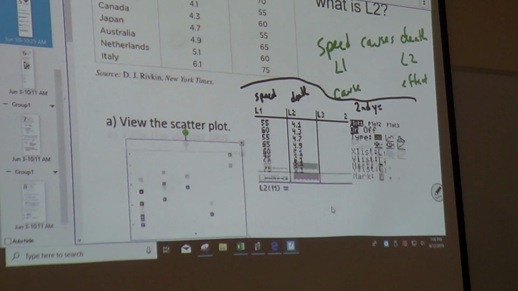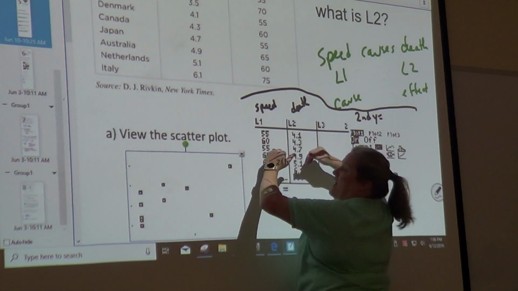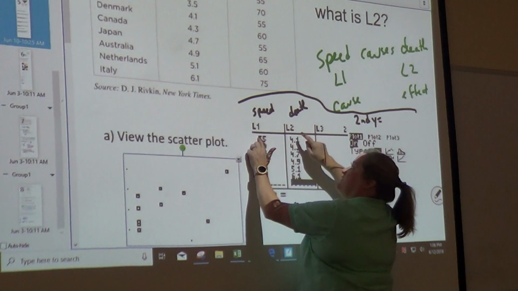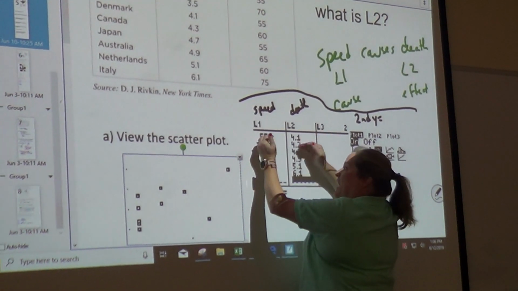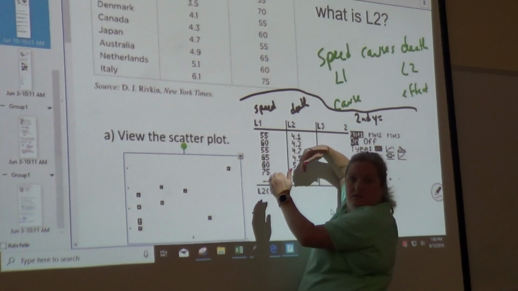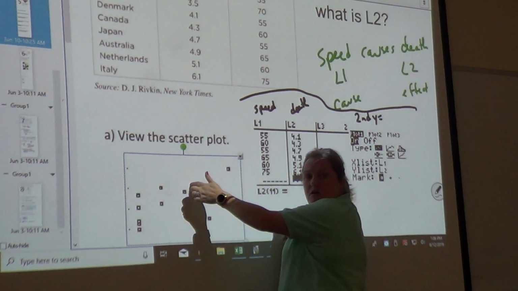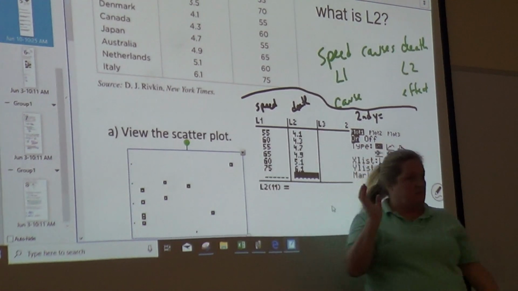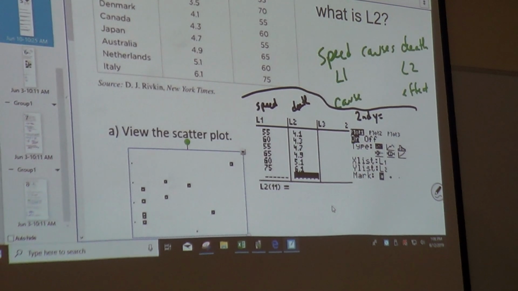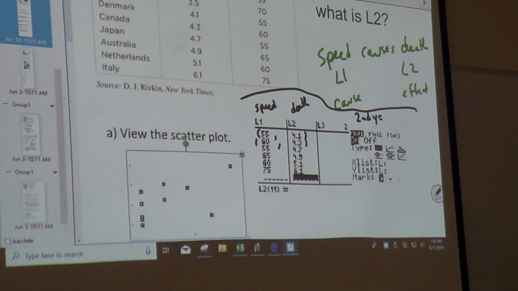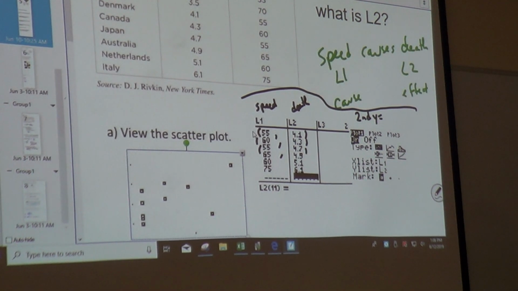Okay. So what the graphing calculator did is it treated this like an XY, and it graphed the point over 55 up 4.1, over 60 up 4.3. So it graphed all of these points, over whatever, up whatever. So this is my scatter plot. If it just says graph a scatter plot, that's going to be your scatter plot. All it's doing is graphing all of those points on your graph. Part A.